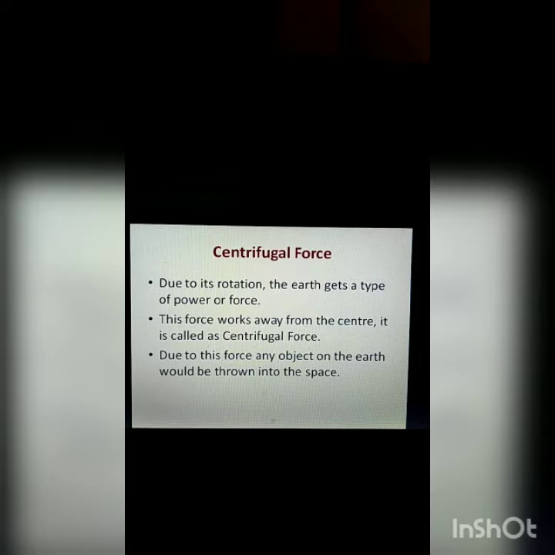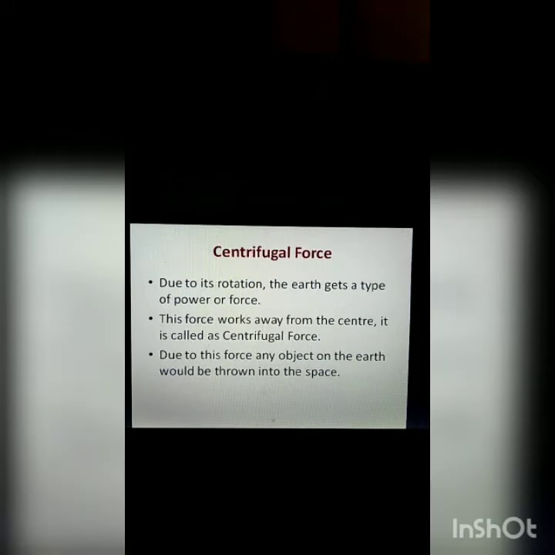Due to this force, any object on the earth would be thrown into space. So what happens because of this force? If we throw any object on the earth, it could be thrown directly into space because of centrifugal force. But if I throw something, is it going to go into space? No, it will not go. Why will it not go? Because we have one more force on the earth, another force which is called gravitational force. Now we will be learning it in detail.